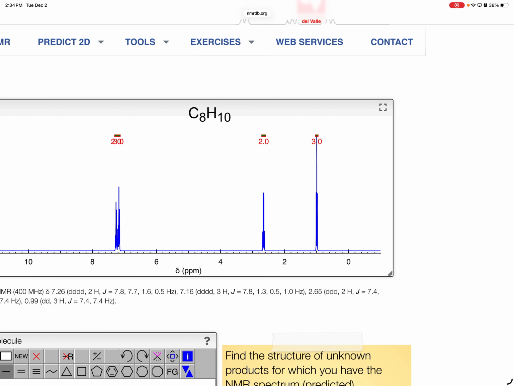How do you go about doing this problem first? What should you calculate? The degrees of saturation. All right, let's start by doing that. So what's the degrees of saturation? I can't write on this browser thing, so I'm just going to write on the board. All right, C8H10. Once you got the degree of saturation, why don't you share that if you want?